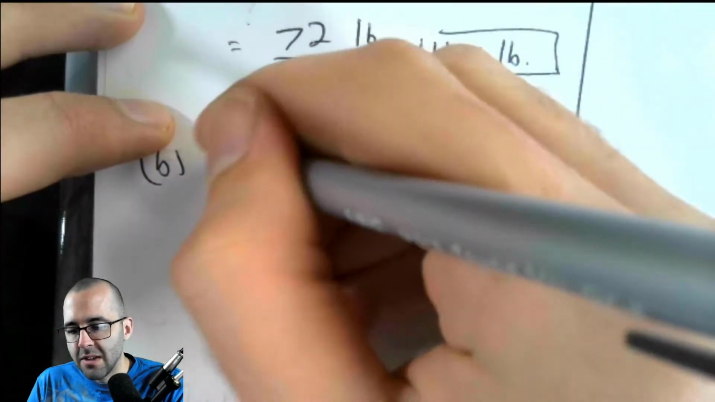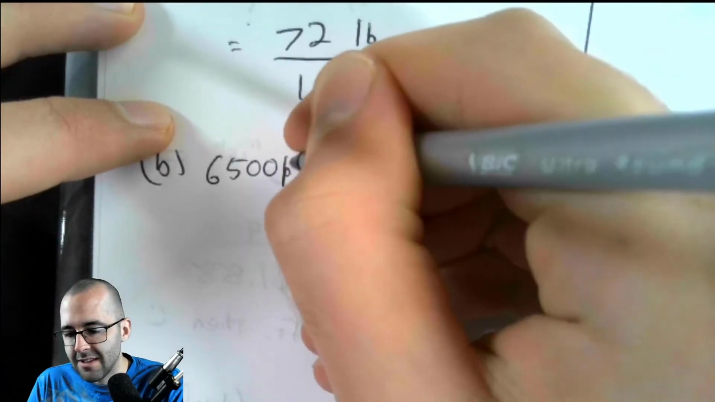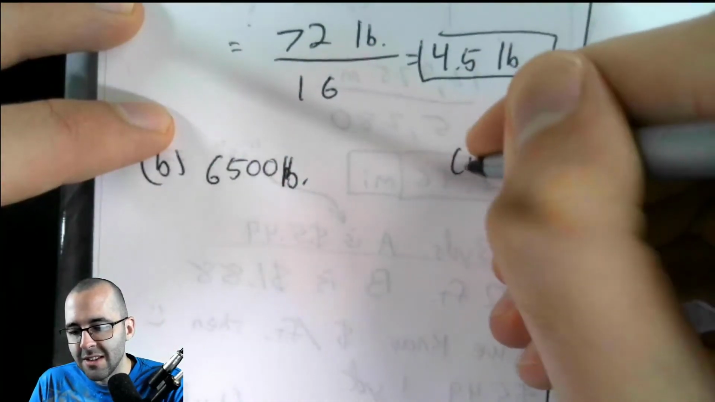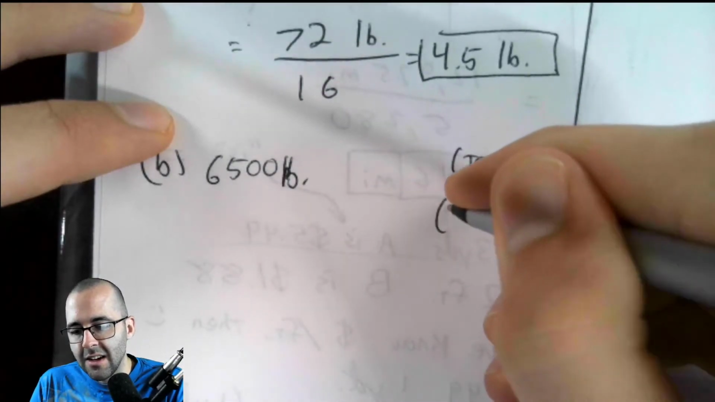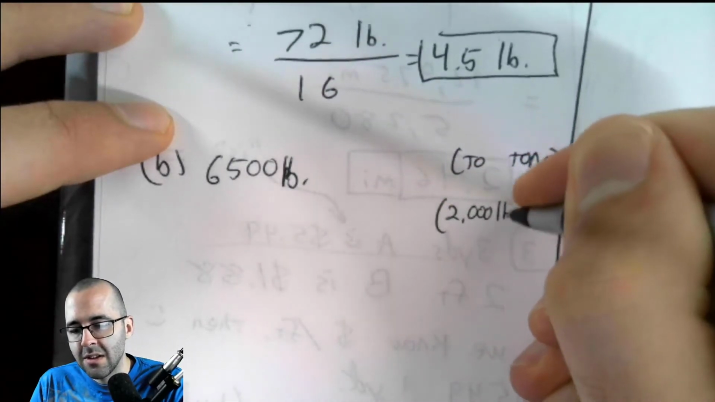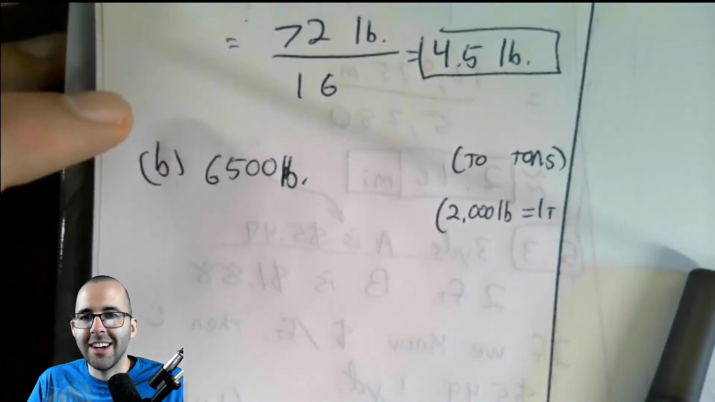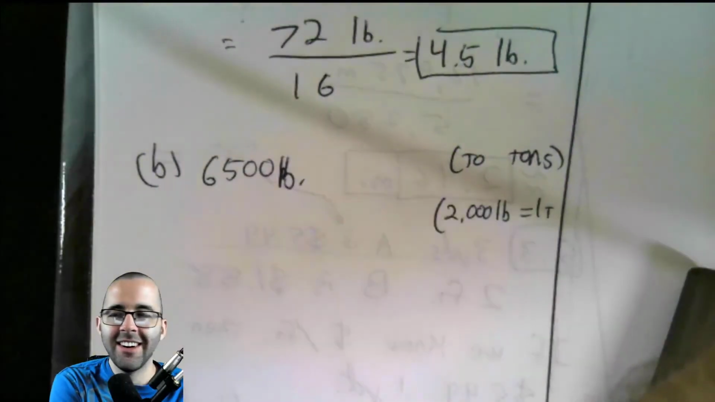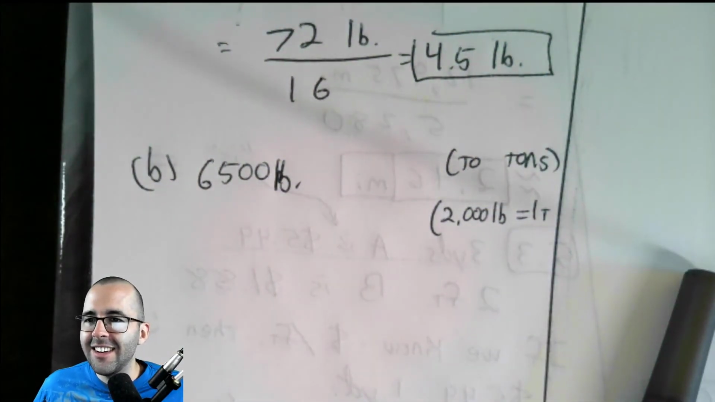So part B was 6,500 pounds to tons. That's not how you abbreviate pounds. We want to make this into tons. And 2,000 pounds equals 1 ton. What's the abbreviation for ton? I don't even know. Is it just ton?